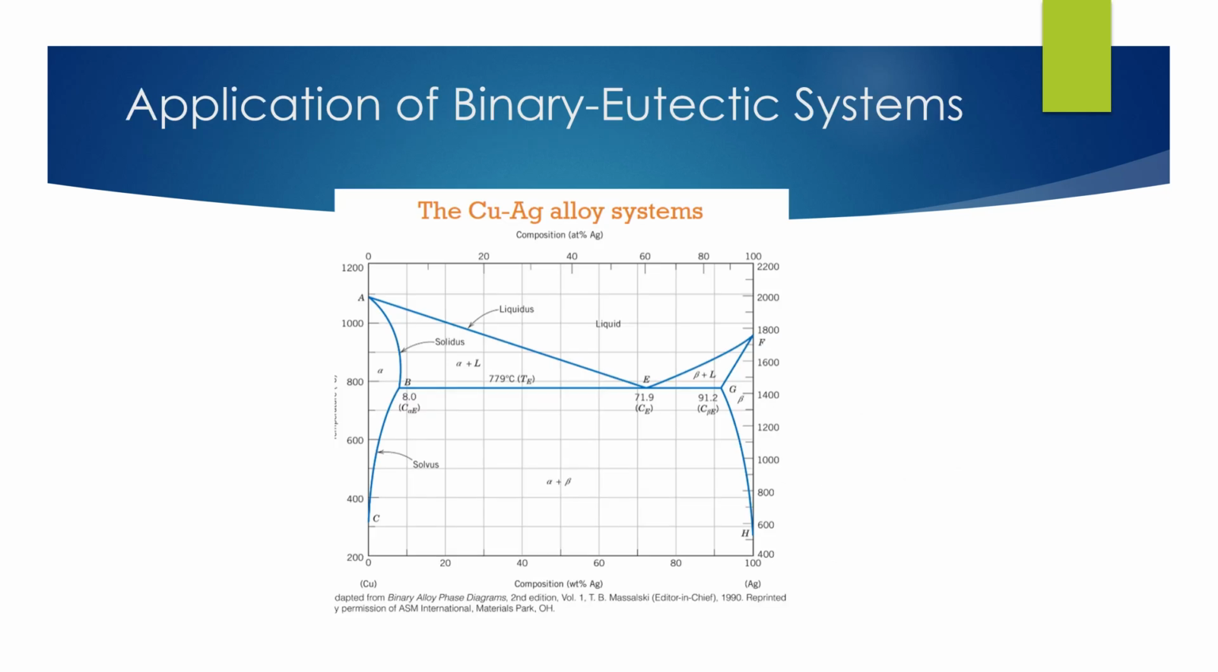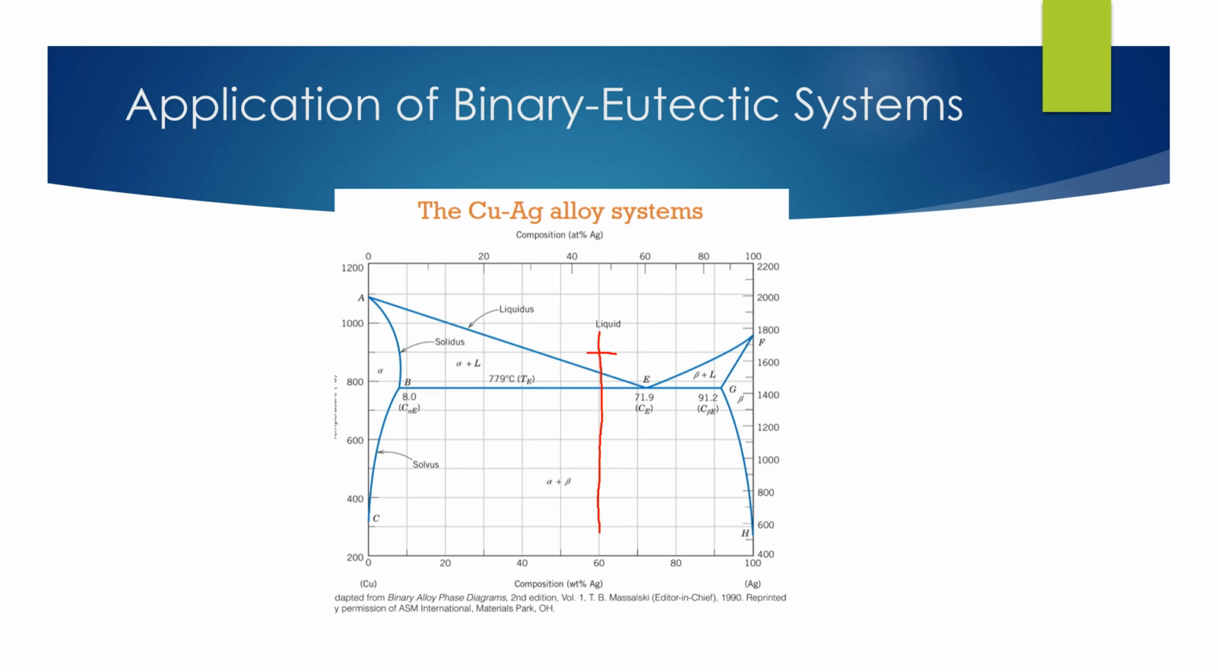Now, how do we apply what we just learned to binary-eutectic systems, and what can we expect on the exam? Well, for example, if we were to take 60% silver along this line, this composition of silver. If we were to take any temperature, so let's say 900 degrees Celsius, what can we expect the phase to be? We can expect to have a liquid phase of our system.